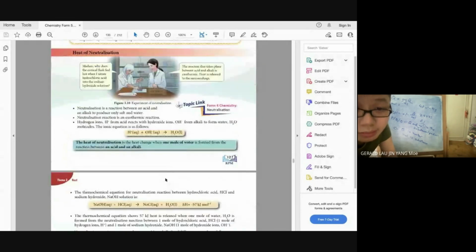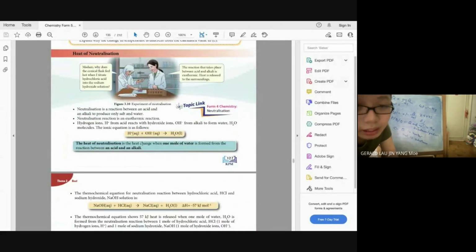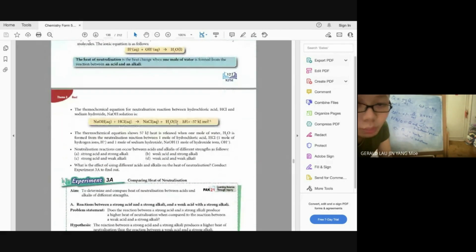Okay? This is displacement. Neutralization, okay. Acid plus alkali mixed together. So your mass has to be added together, the total volume. Okay? 1 mole of water is formed. That means you need the water.